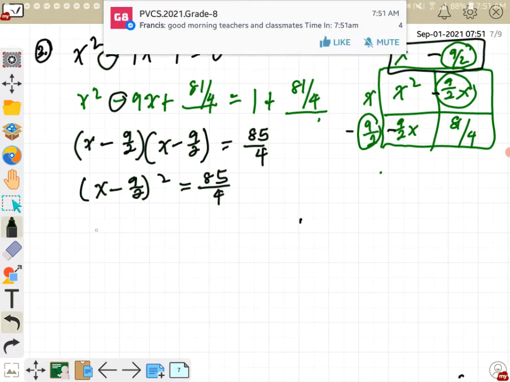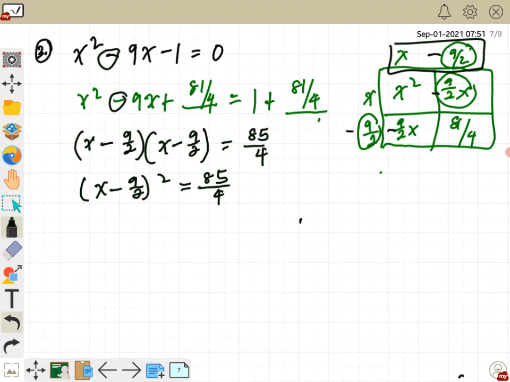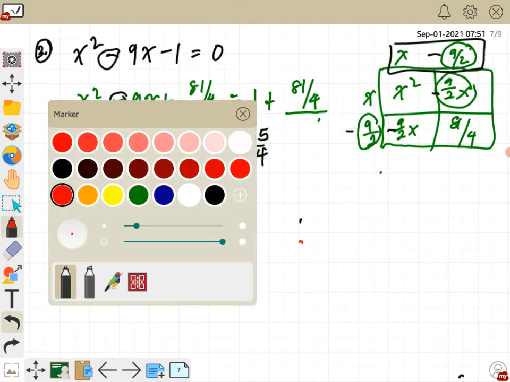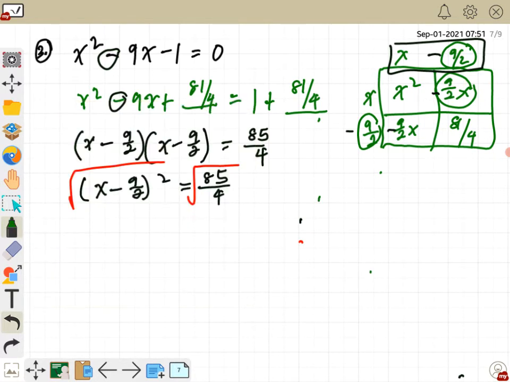Extracting the square root, you will have x minus 9 over 2, and that is, what is the square root of 85?